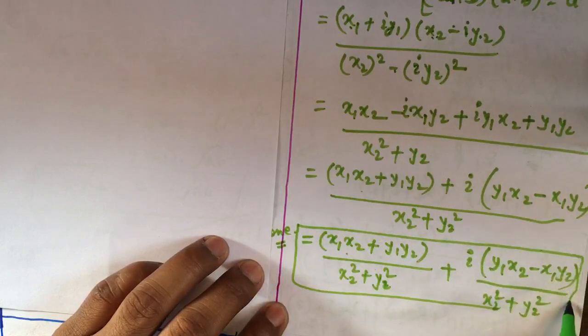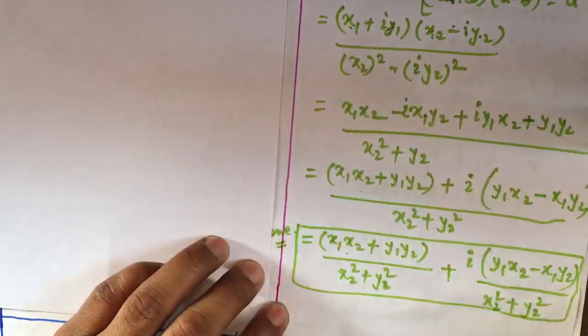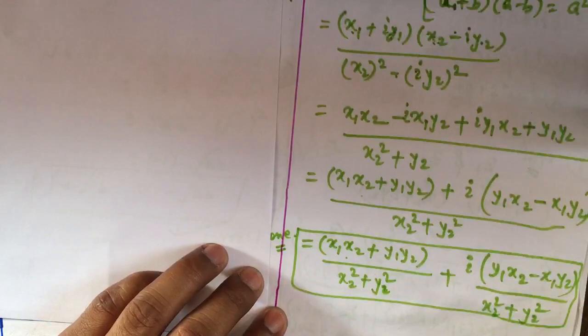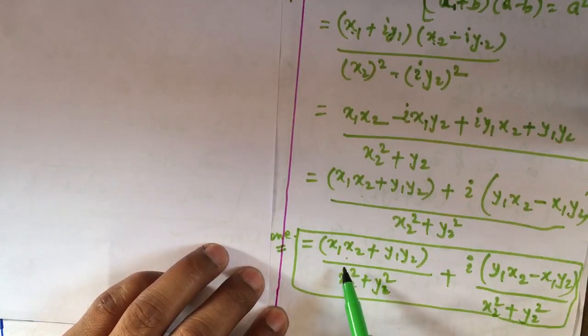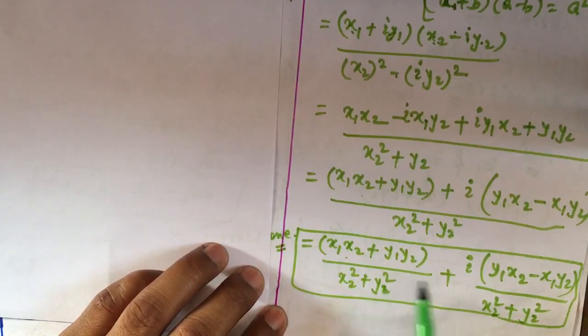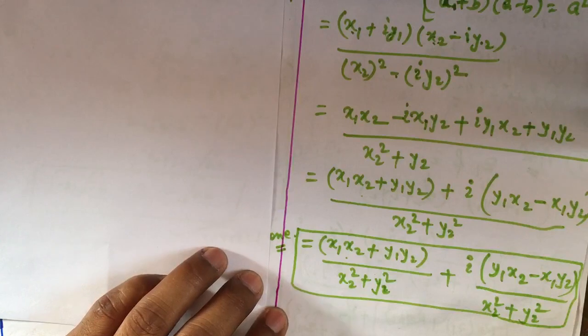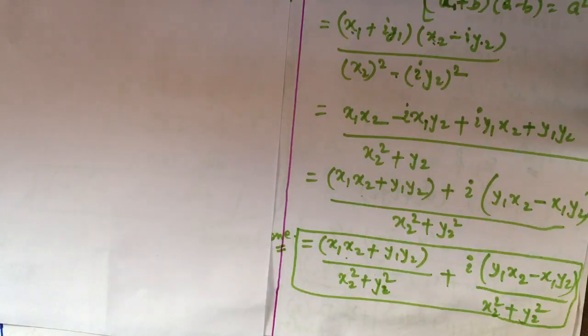So you can follow the same procedure, or you can just remember this result. If we have two complex numbers in the format x1 plus iy1 and x2 plus iy2, and we have to divide Z1 by Z2, then this will be the result. So these were the four operations we generally do with complex numbers.